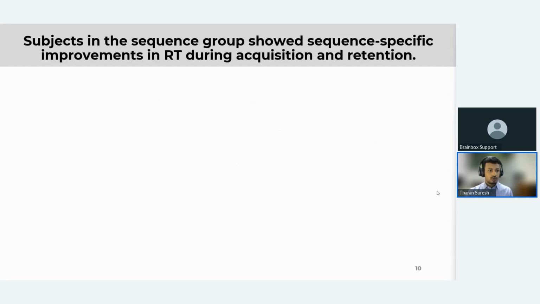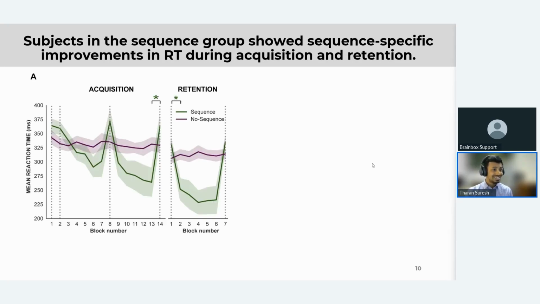Now we can go into the behavioral results. Given the task and the two groups, subjects in the sequence group, who had an embedded sequence in the task, showed sequence-specific improvements in reaction time during acquisition, and they also retained it 1 hour after learning. I'd like to draw your attention to the figure here with the mean reaction time plotted along the y-axis, along with the block number on the x-axis.